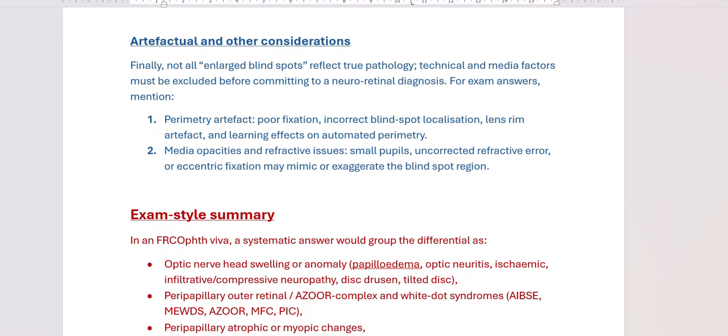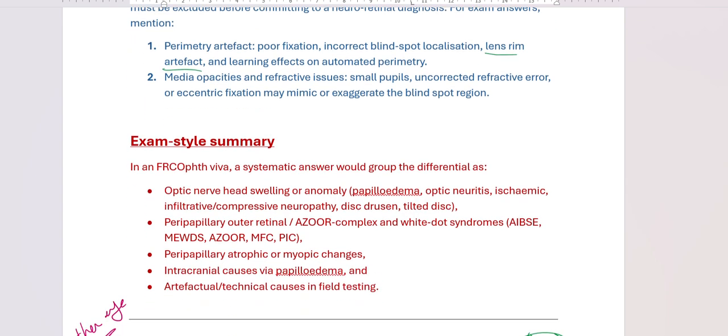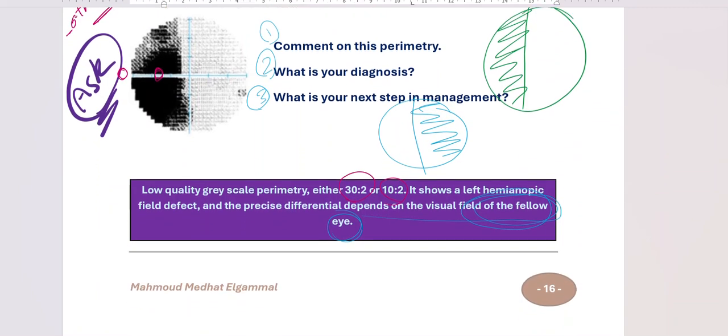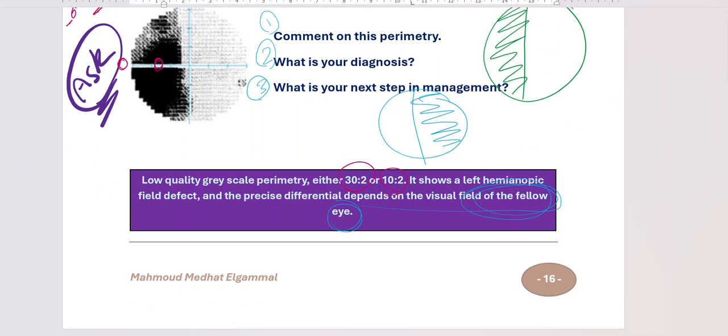So it's very common in neuro-ophthalmology to have a perimetry artifact from poor fixation, from lens rim artifact. This is very important. And even media opacities might lead to this. There is a very important differential diagnosis that's always skipped: enlarged blind spot. So this is an enlarged blind spot.